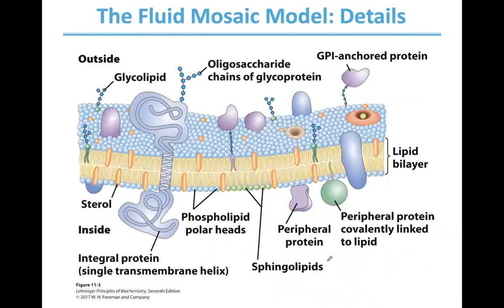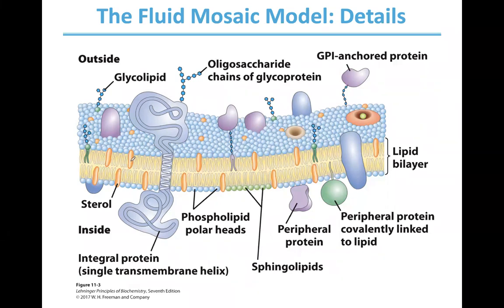So to end, let's look at this slide. Basically this will be the lipid bilayer. Here is the outside. Here we have a glycolipid, right? Some kind of lipid, and remember again, the carbohydrates will be on the outside, so it's a glycolipid. Now these are oligosaccharide chains of a glycoprotein. If this is a protein, this will be an integral protein, right? I told you about this alpha helix going inside. This is on the outside, this is on the inside, and there may be some kind of oligosaccharide chain on the glycoprotein. These are phospholipid polar heads.